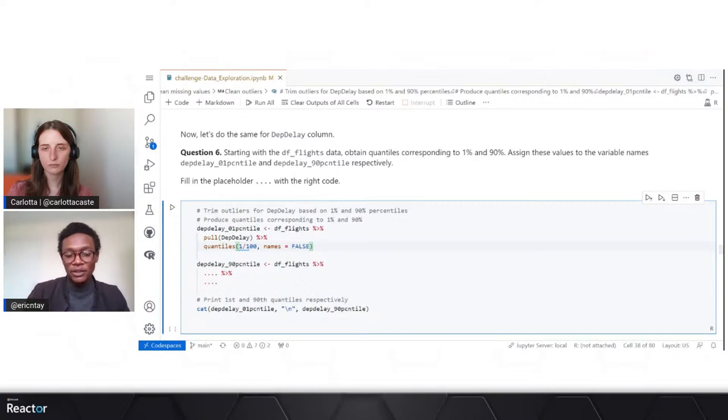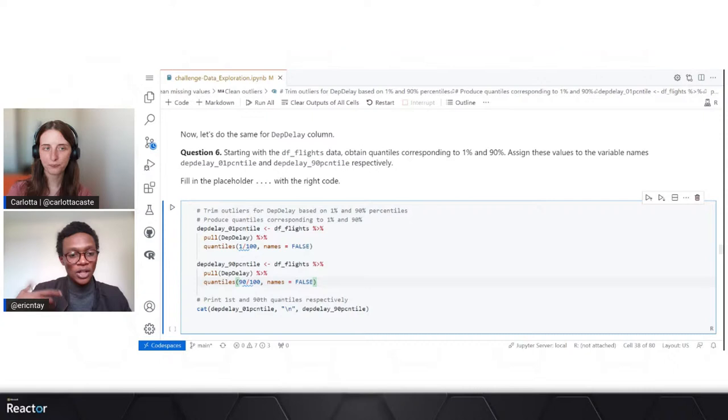Please, you can play around with it in your own free time. Put names is equal to, see what happens. That's how we do the first percentile of the departure delay column. We can again take what we've just done here and calculate the 90th percentile of the data, so that we've taken the flights data, extracted the values of the departure delay column and then passed them to the function called quantile. And now we want the 90th percentile.